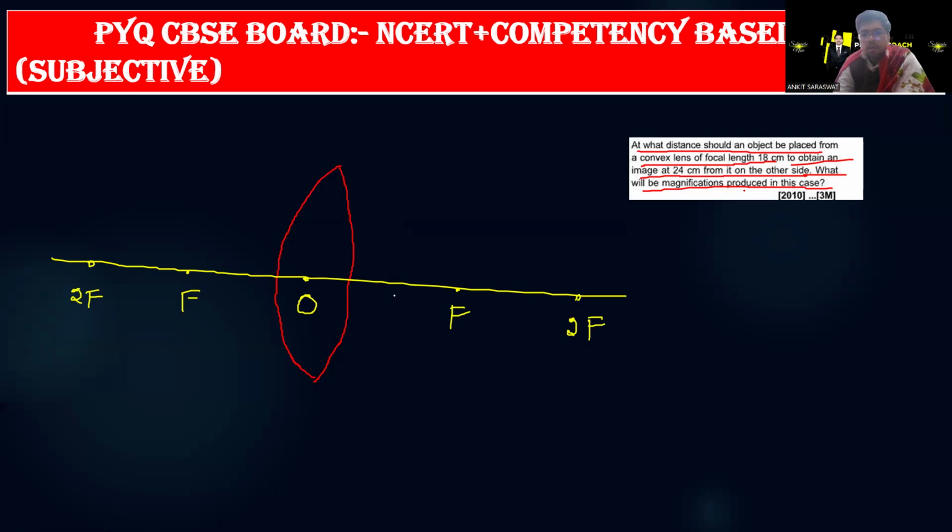Now, as per the question, they are saying that focal length of convex lens is always positive, 18 centimeter. Image is on the other side. That's a very important thing. Other side means right. This is same side, in front of lens, same side, other side. Is it clear?